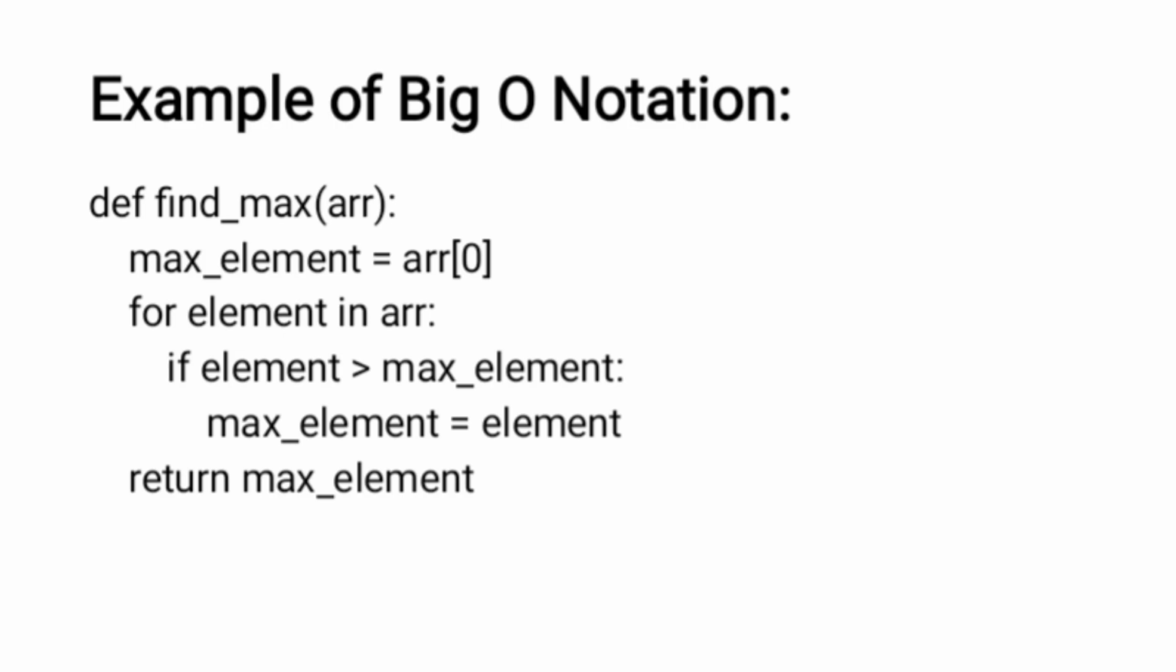Then we have loop, for loop. This initiates a loop that iterates through each element in the list array. If element is greater than maximum element, it checks if the current element being iterated is greater than the current maximum element. If the current element is greater than max element, it updates the max element to the value of the current element. After iterating through all elements, the function returns the max element which holds the maximum value found in the list.